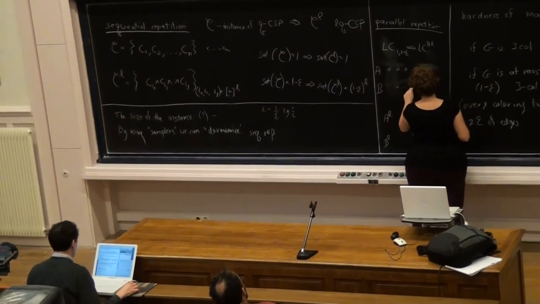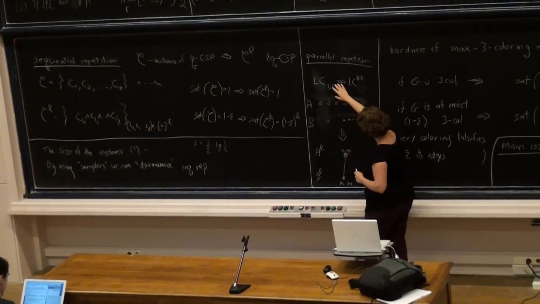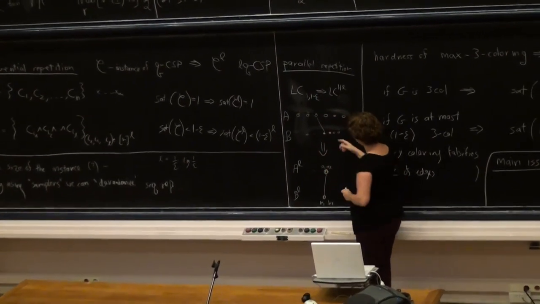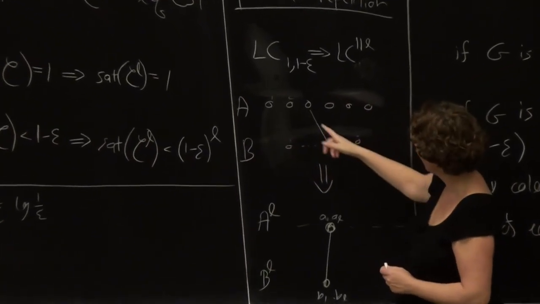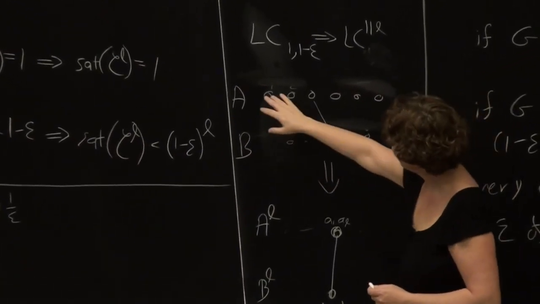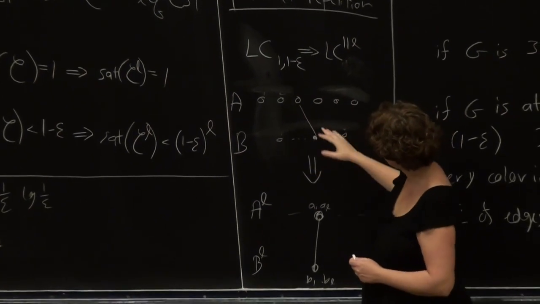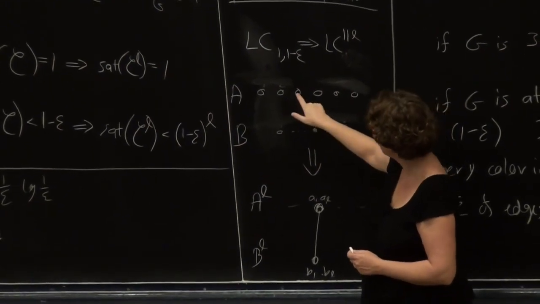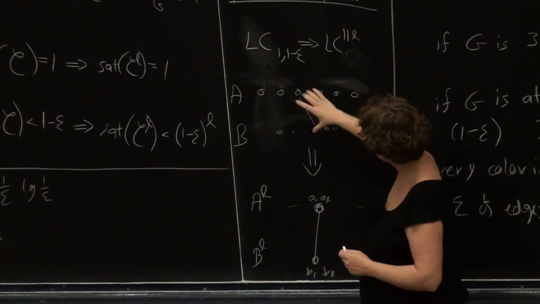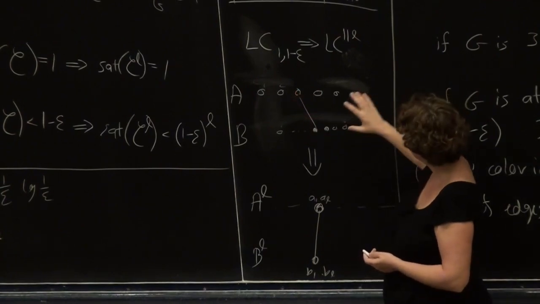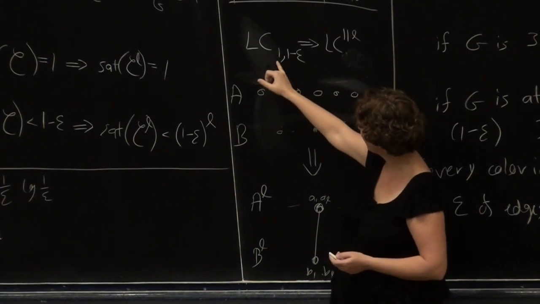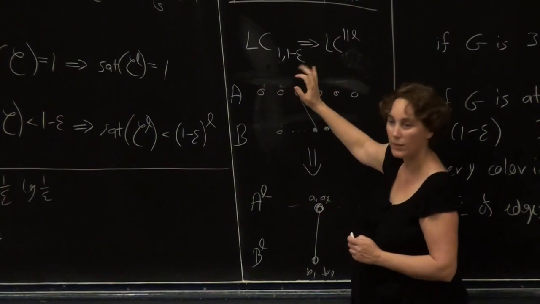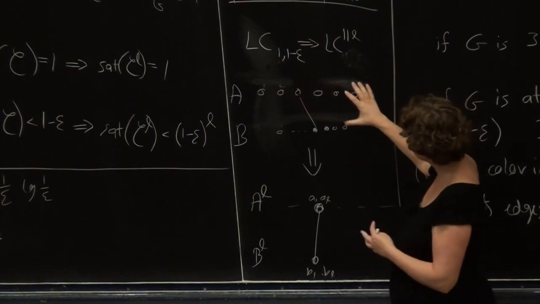Okay, so let's start out with a label cover instance, which is a bipartite graph. One part of the graph is called A, and the other is called B. I have some set of labels allowed here and here. Each edge says, I'm allowing these labels, only this and this label will make me satisfied. And I already know that it's hard to decide whether this instance is perfectly satisfiable, satisfiability 1, or whether it's no more than 1 minus epsilon satisfiable. So this is my starting point.